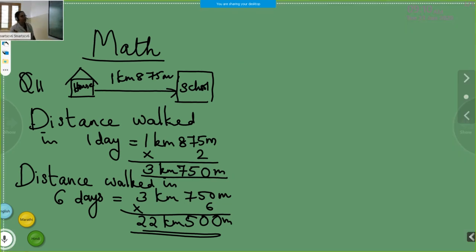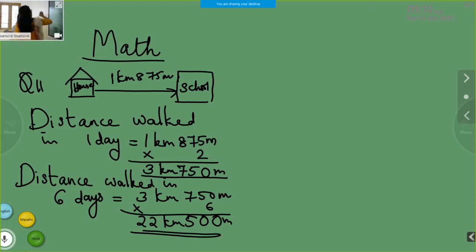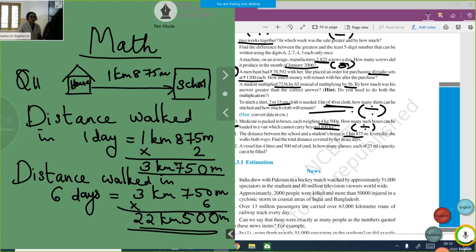Then how much distance did she walk in 6 days? Okay children, so we multiplied the answer by 6. We got the answer 22 kilometer 500 meter. Is it clear children? Is it correct? Okay. Now you understood clearly, right?